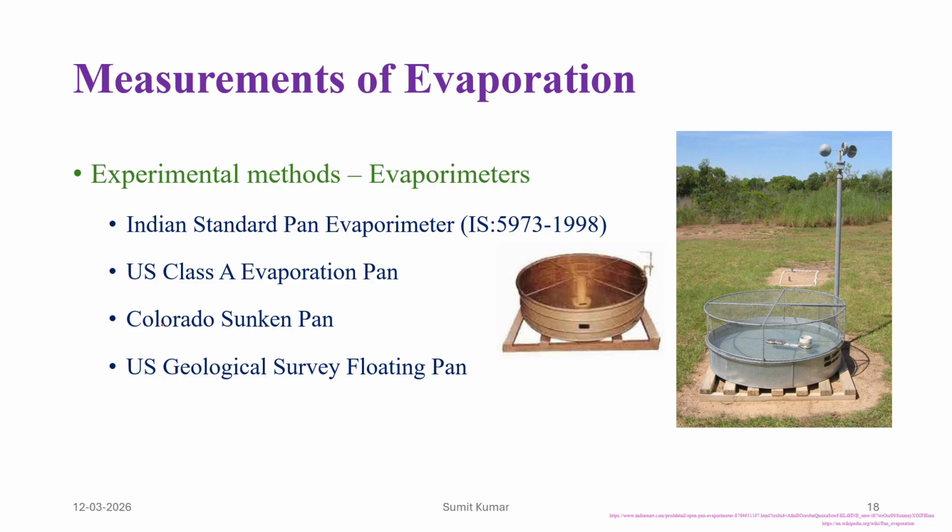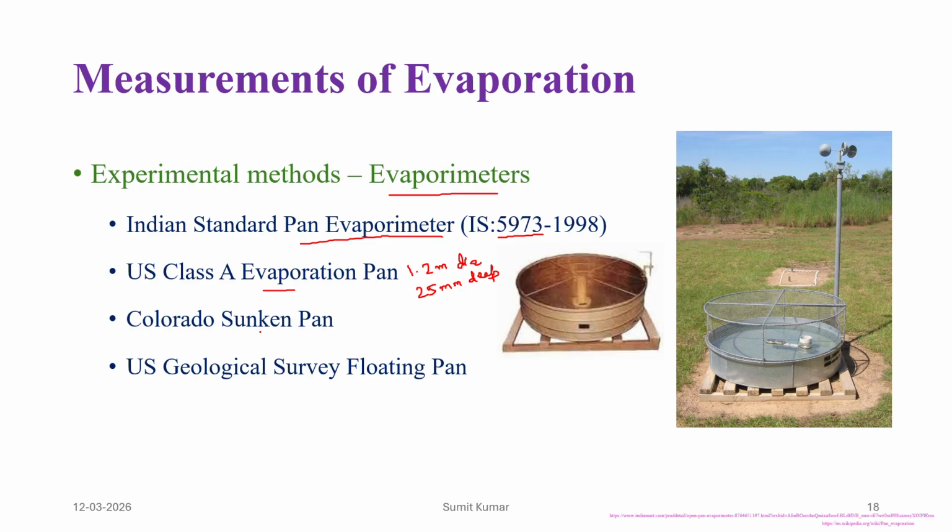Evaporation in the field can be measured by evaporatometers, or evaporimeters. In India, the Indian Standard Pan Evaporatometer, as per Indian Standard 5973, is widely used. Next, the US Class A evaporation pan, which is the standard in the United States, is a circular pan of diameter 1.2 meters and 25 mm deep. It is also widely used globally.